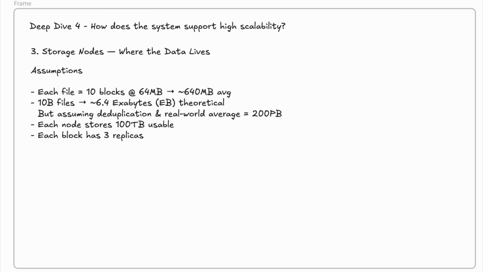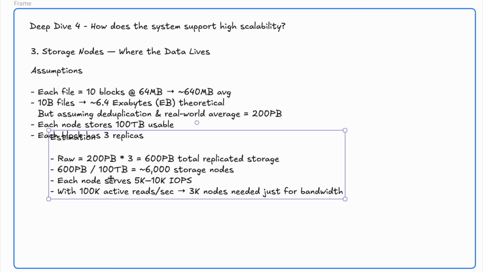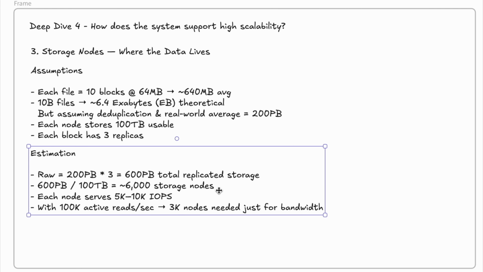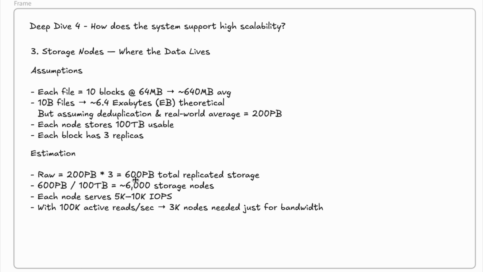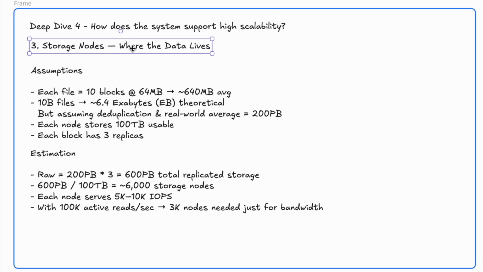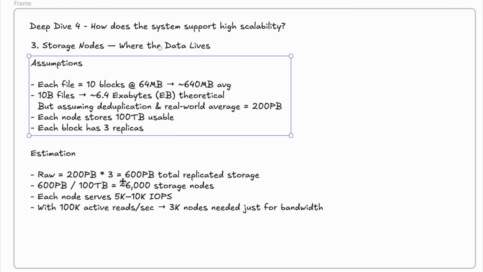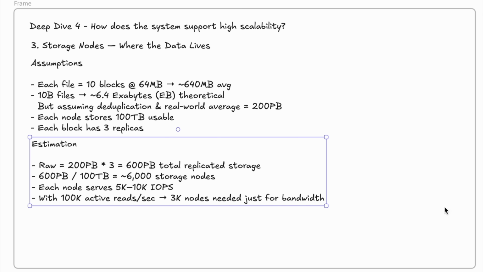With deduplication and realistic expectations, let's say we store about 200 petabytes. Using triple replication, that's 600 petabytes of physical storage. If each storage node holds 100 terabytes of usable space, 600 petabytes divided by 100 terabytes equals approximately 6,000 storage nodes. And for performance, say each node supports 5,000 to 10,000 IOPS. If we have 100K active reads per second, we need around 3,000 nodes just to meet I/O demand.